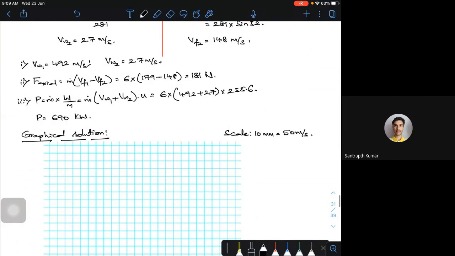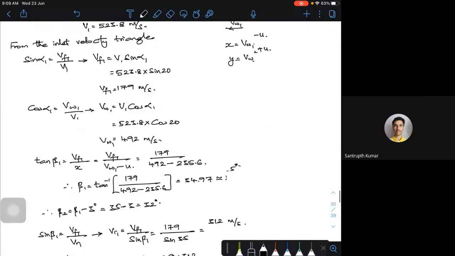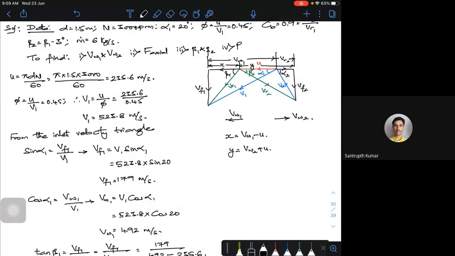Now let us look at all the values. The first value we calculated was U, U is equal to 235.6. So how much will it come? You have to divide 235.6 by 50. I'm roughly getting around 4 point something. Don't go for decimals, all the same, 4.7 centimeters.